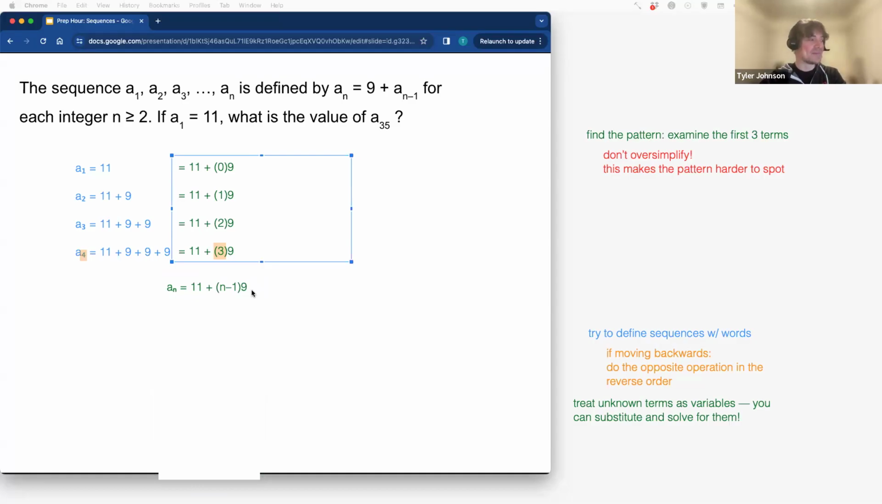Kind of a mouthful, but what this means is if I want to find a sub 35, I'm going to start at 11 and then add 34 times 9 to that value. And you do the math, and you should get 317.